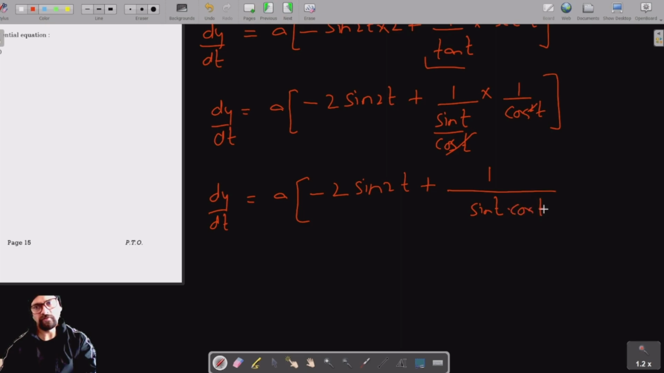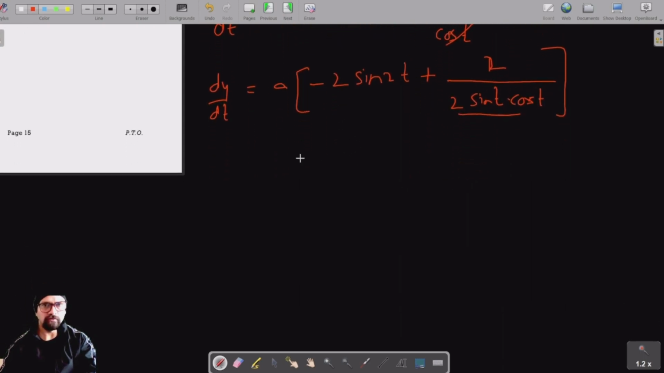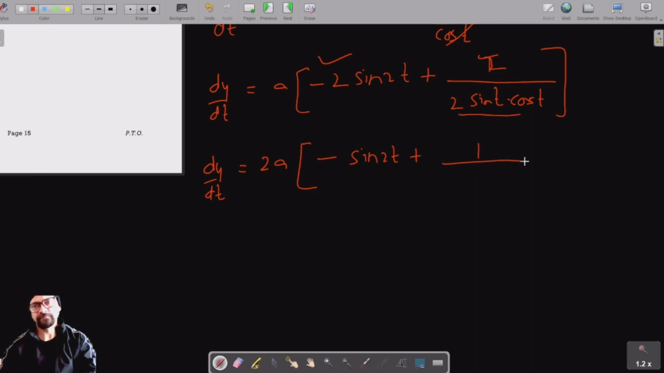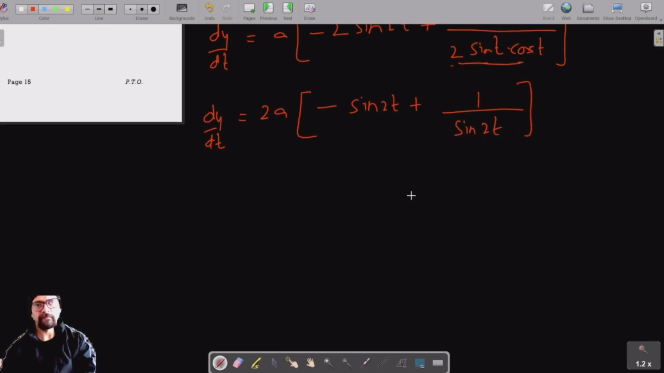upon sine t into cos t, and let's multiply and divide this with 2. So 2 sine t into cos t is sine 2t. So now dy by dt is equal to a. We can take 2 common. So if 2 is common, a is already out. This is minus sine 2t plus 1, and 2 sine t into cos t is sine of 2t.